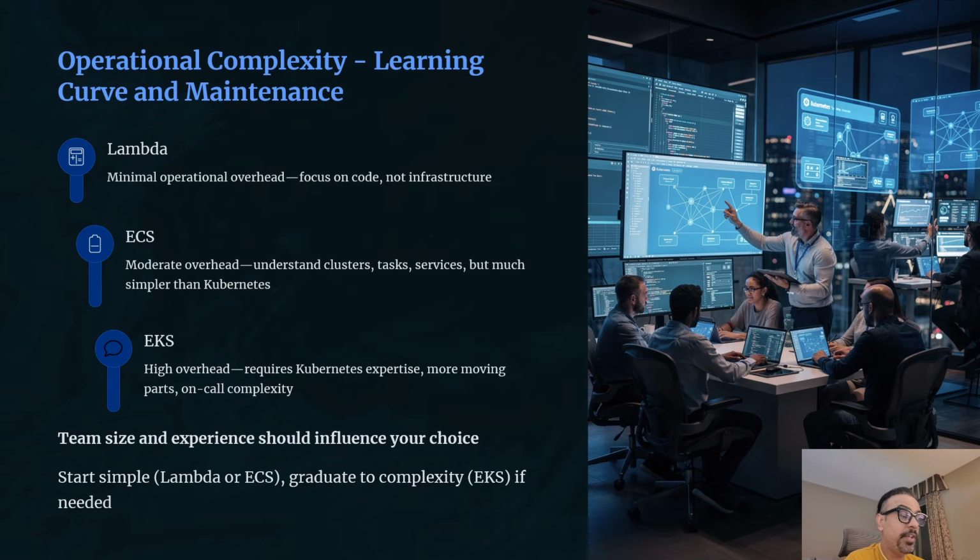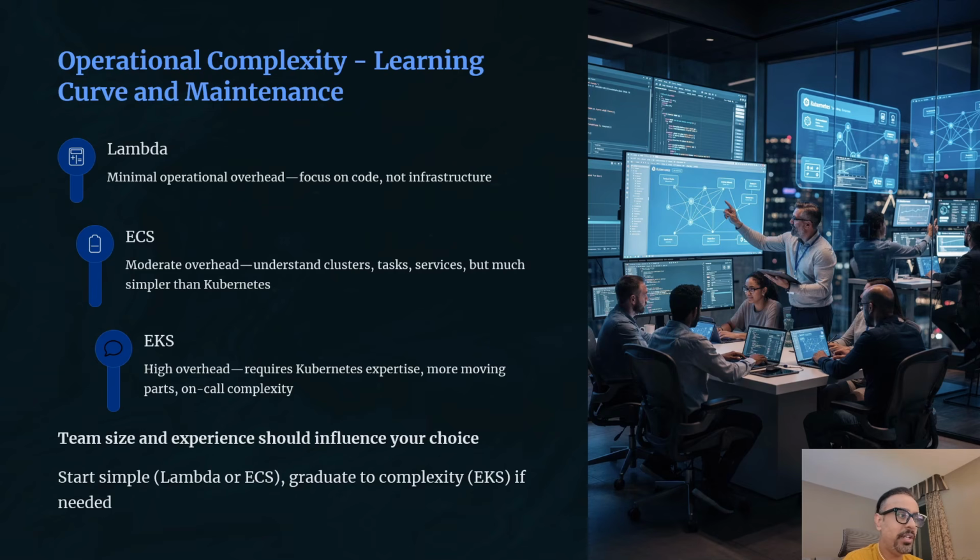Now, EKS is significantly more complex. You first need to understand the Kubernetes concepts, which are themselves very difficult. Manage the control plane. AWS does this, but you need to configure that control plane. Manage nodes, understand deployments, services, ingress, operators, a lot of things. And you are on call for Kubernetes-specific issues. You need team members who understand Kubernetes deeply. A single engineer managing EKS is a major overload. So for small teams and startups, this complexity is a real cost. For enterprises with large DevOps teams, it's manageable.